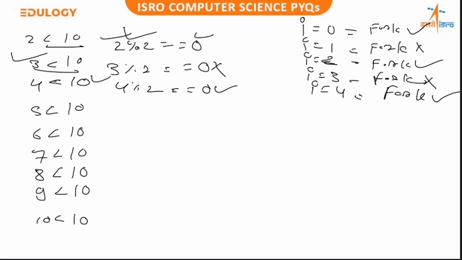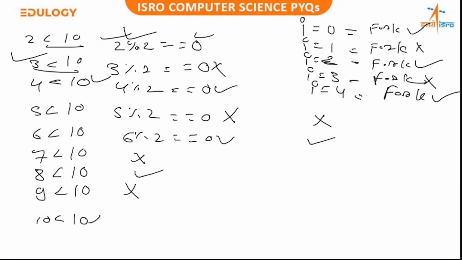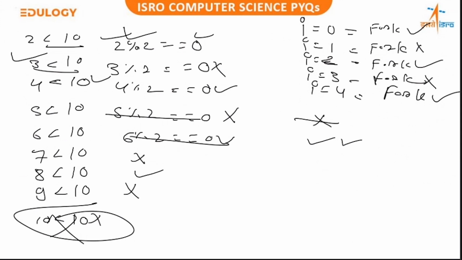5 modulo 2 does not equal 0, so fork is not executed. 6 modulo 2 is 0, which is true, so fork is executed. Then at 10, the condition is false: we will not enter the loop since 10 is not less than 10. So how many times will fork execute? Not, will, not, will, not: 1 time, 2 times, 3 times, 4 times, 5 times. The fork system call will execute 5 times.